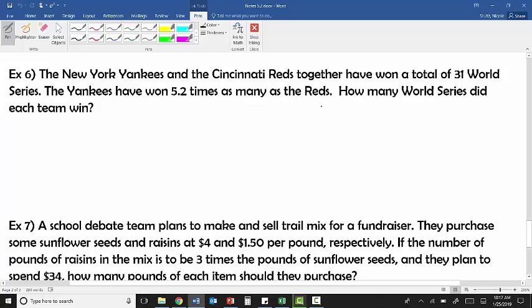So the biggest thing you want to pick up on is you're asked to find two different things, so you need two different letters. So you might use Y for Yankees, and we're talking about their wins, so I want to say the number of games the Yankees won. So Y is Yankees wins. And maybe we'll use R for the Reds. So R can be the amount of games the Reds won.